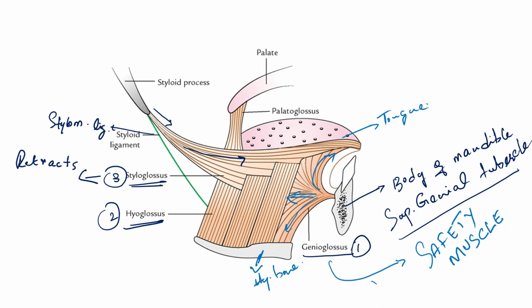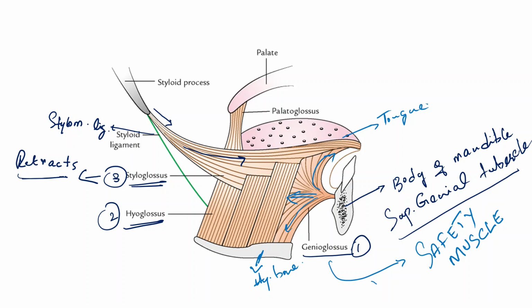So the action of this styloglossus muscle is opposite to that of the genioglossus. That is, it is antagonistic to the action of the genioglossus. Genioglossus, as I have told before, is the muscle which protrudes the tip of the tongue, whereas the styloglossus is opposite to that, that is, it is involved in the retraction of the tongue. So this is about the attachments and action of the muscle styloglossus.